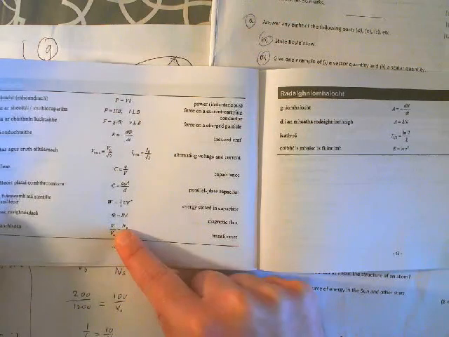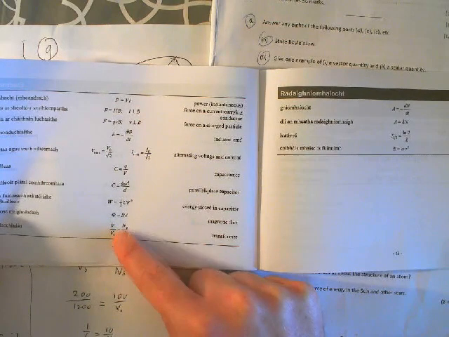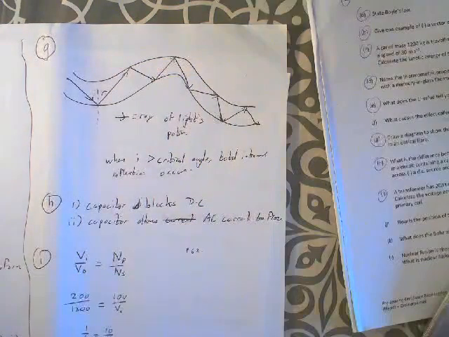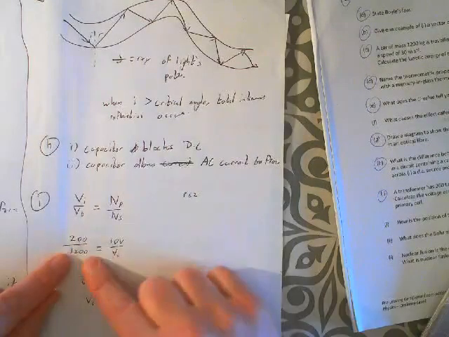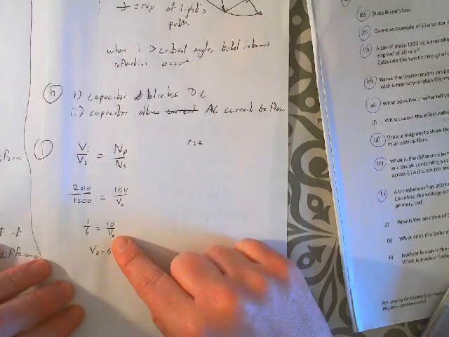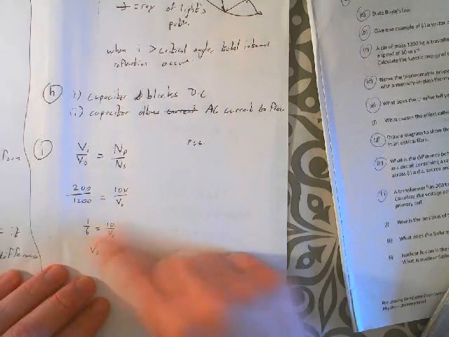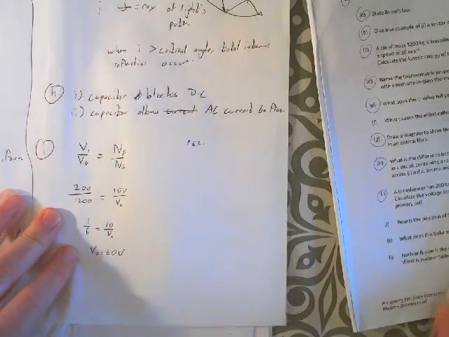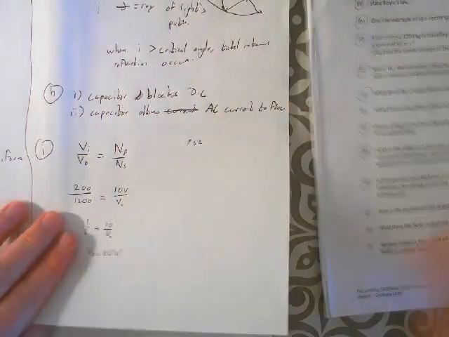Transformer, there we go. So it's on page 62. Input voltage over output voltage is equal to the number of primary turns in the coil divided by the number of secondaries. So when you work that out, from the question, 200 over 1200 is equal to 10 volts divided by the output voltage. 1 over 6 is equal to 10 over the output voltage, cross multiply to get the output voltage is 60 volts. And there's the smorgasbord question.